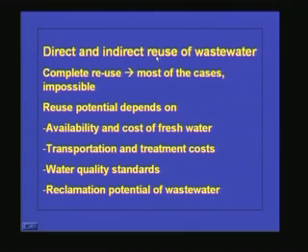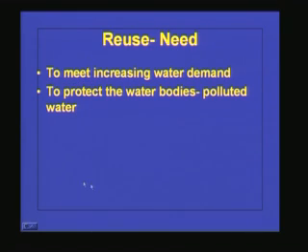Nowadays this reuse of water is gaining much more attention, but we all know that complete reuse of water is impossible in most cases. The reuse potential depends upon the availability and cost of fresh water, transportation and treatment cost, water quality standards, and reclamation potential of wastewater. So why do we have to go for reuse? The need is to meet the increasing water demand, because water is not available in plenty in all locations.